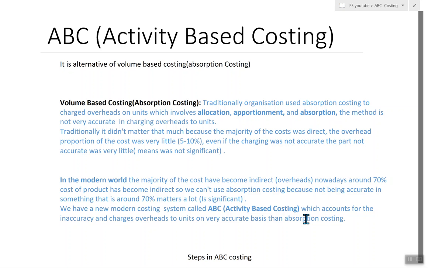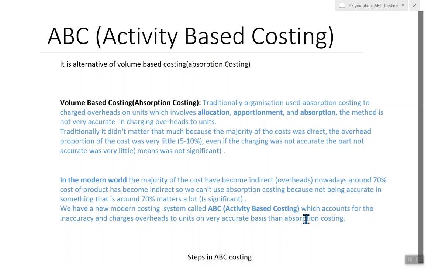But if you think about it, dividing overheads on just labor hours or machine hours is not going to be very accurate, because there are many overheads and they change with many different things. So charging based on just one thing would not be very realistic. Traditionally, absorption costing was okay because we didn't have as much overhead. Usually the cost of the product was mostly variable cost. If there was overhead, it was about 5-10% of the total cost, and it didn't matter if we made a mistake or were not accurate in that 5-10% of the cost.